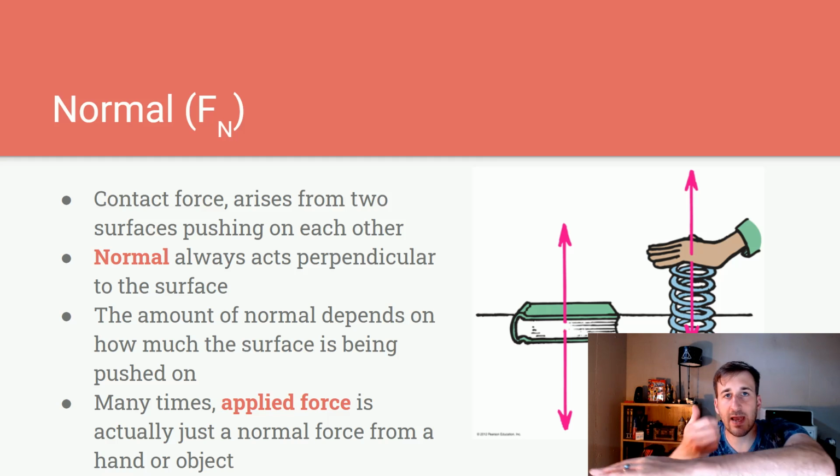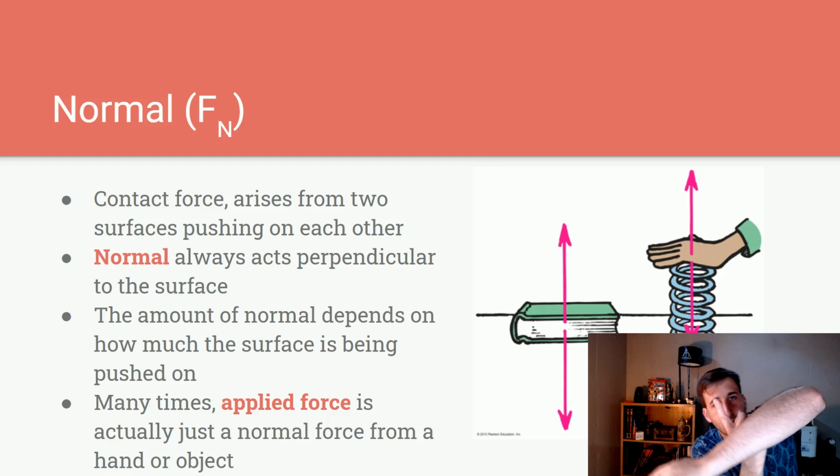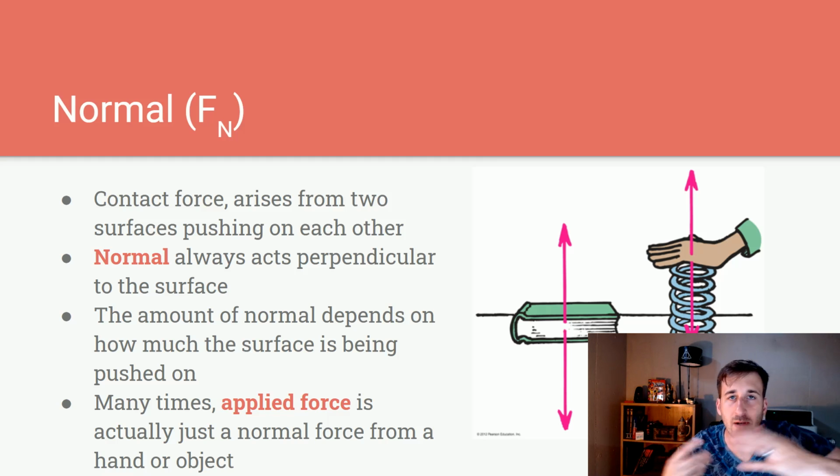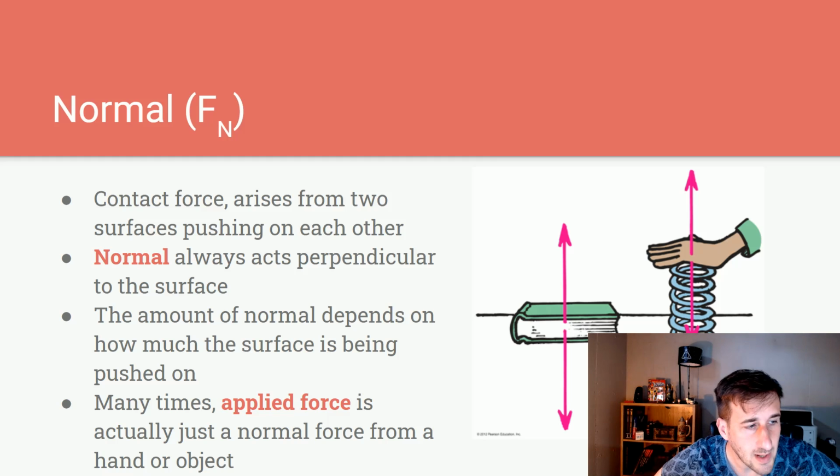So if this is the table, the normal force is perpendicular. If you angled the table, the normal force would still be perpendicular, so that means it would go at an angle like this. One common misconception is that normal force is always up, and that's not true. Another misconception is that normal force is always equal to gravity.